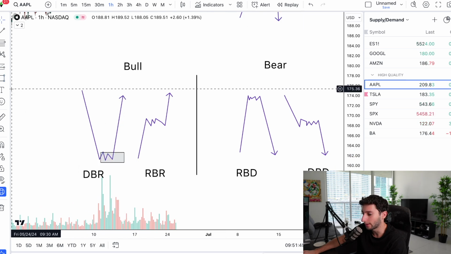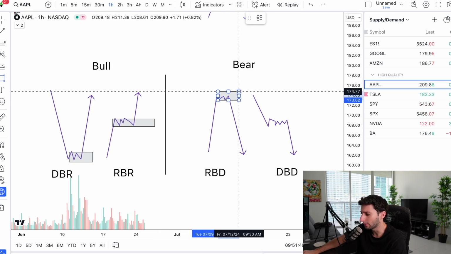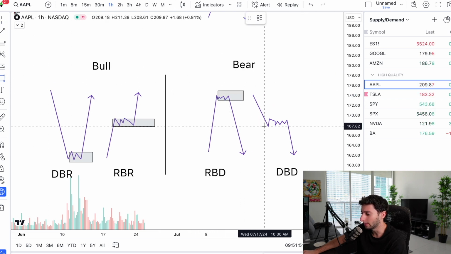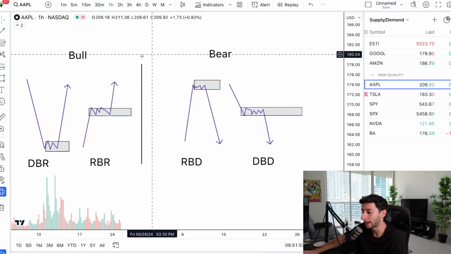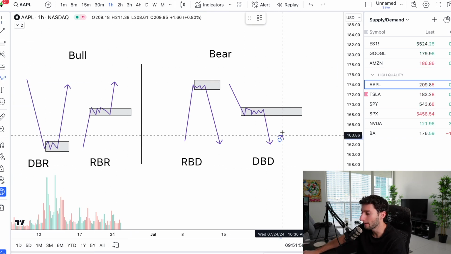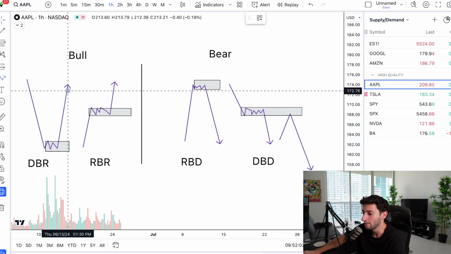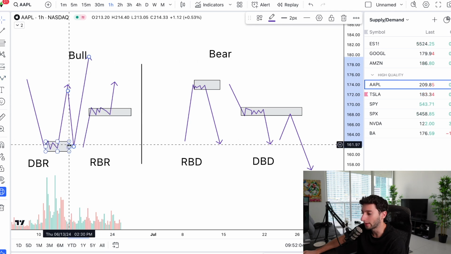So we have a base that would look like that. We have a base right here would look like that. Base right here would look like this, and then base right here would look like this. And we always draw the zones back out so we can go ahead and trade the replay off of them, right? So when price comes back into that zone, we're going to expect it to come back out. Okay, same thing with here. Price comes back into the zone, we expect it to go back out, just like that.